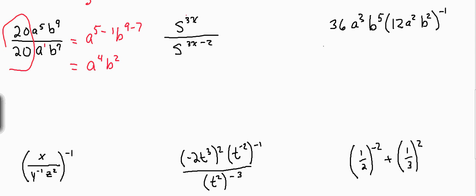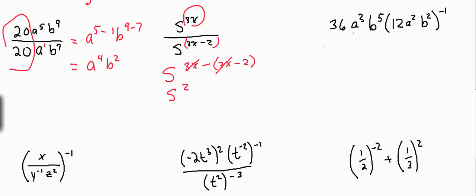And here, now this looks tricky because my exponent is a variable, but if I follow the rules of dividing powers, I know that this is s, 3x right here minus this power in the denominator, minus 3x minus 2. My 3x minus 3x cancels, and I get s equals minus negative 2, which is s squared.